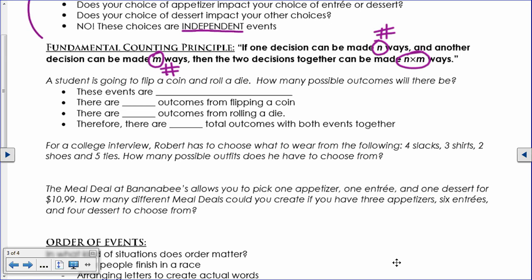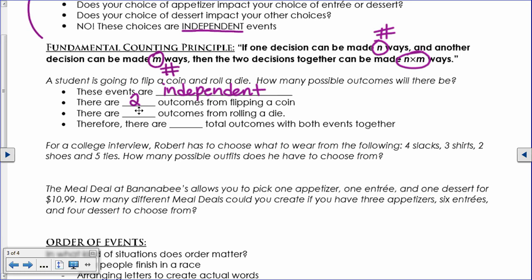So for example, a student is going to flip a coin and roll a die. So flipping a coin and rolling a die, how many possible outcomes will there be? So these events are independent. Why are they independent? If you flip a coin, is that going to affect what number you roll on the die? No, they're completely separate. So those are independent events. How many different outcomes do you have for flipping a coin? 2, heads or tails, right? How many outcomes are there for rolling a die?